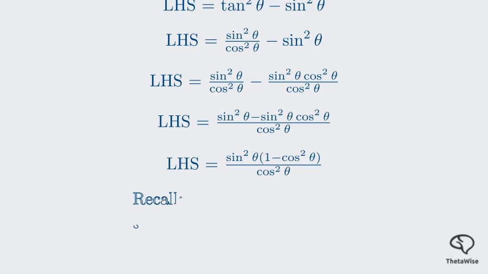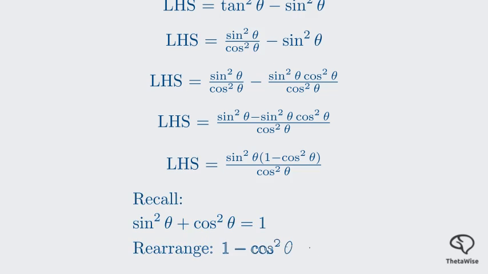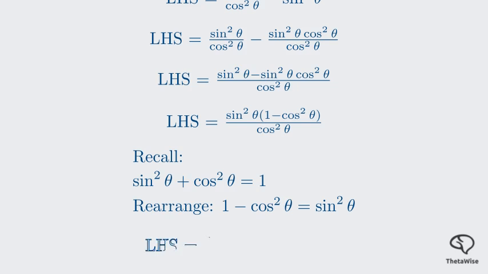We know that sin squared plus cos squared equals 1, which rearranges to 1 minus cos squared theta equals sin squared theta. Let's substitute that back into our expression. Our left-hand side now becomes sine squared theta times sine squared theta all over cosine squared theta. This is sine to the 4th over cosine squared. This still doesn't look like our target. Let's go back a step.